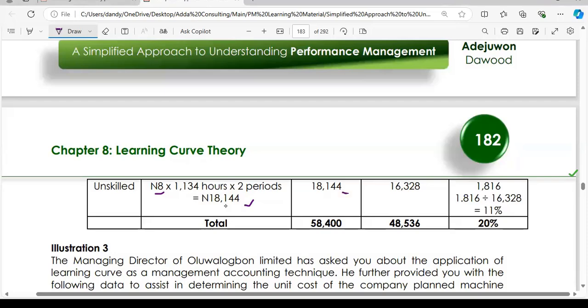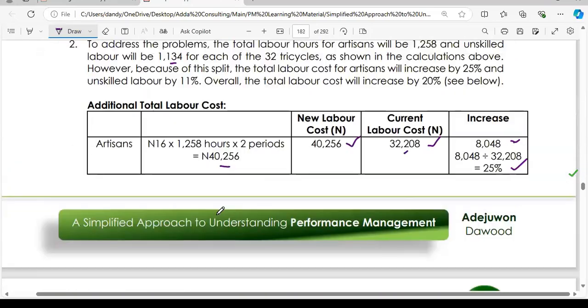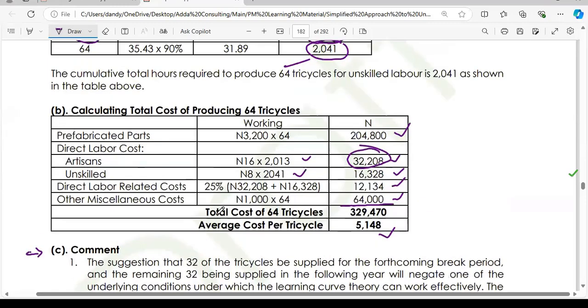Now, if there is no break at all, it will be 2041 multiplied by the labor rate of 8 naira. And of course, that is what gave us this 16. We've already done it up there. You are seeing here 16,328.